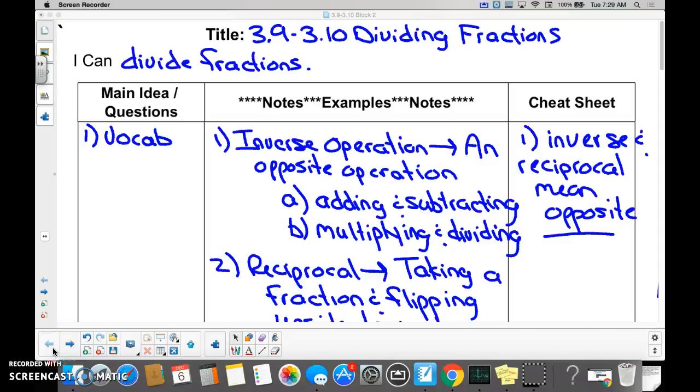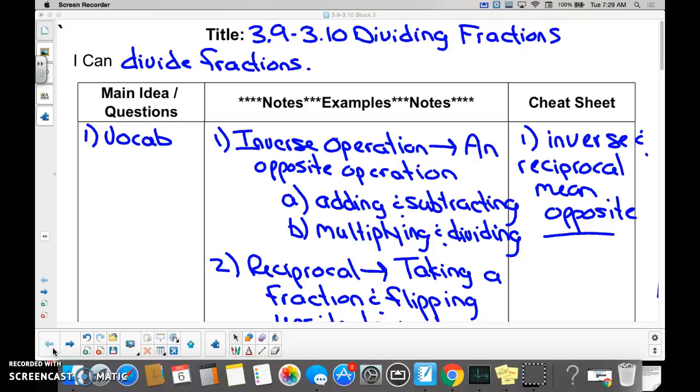Morning, Block 2. You are finishing your 3.9 and 3.10 dividing fractions notes. We did a lot of this yesterday. We're going to finish up today. So a quick review of what we did, and then when we get to the very bottom of the notes, you are going to add the last note and finish your cheat sheet idea, and I'll explain when we get there.